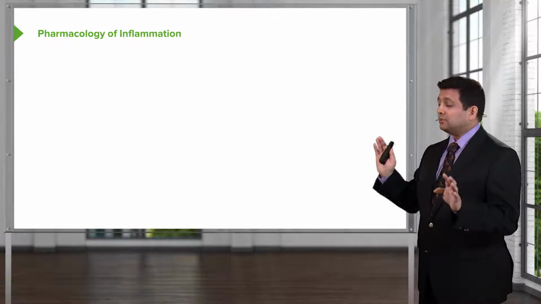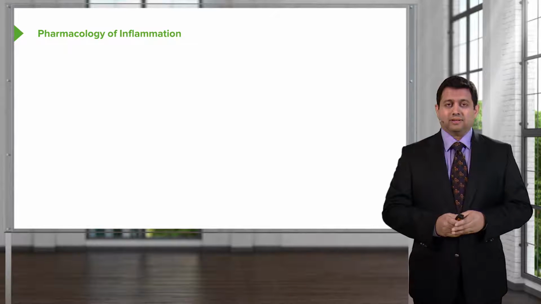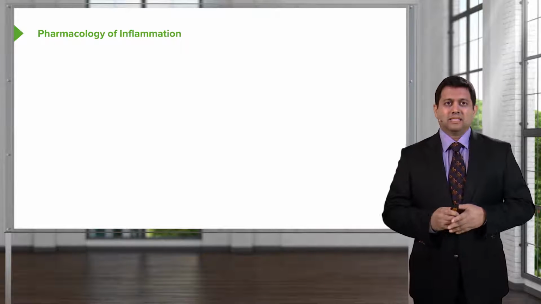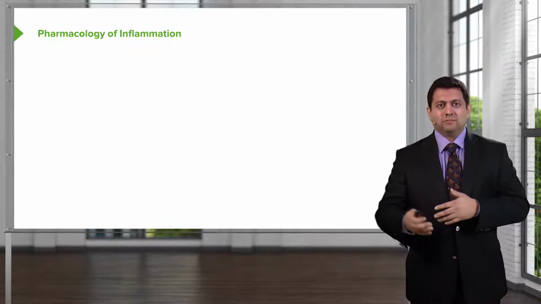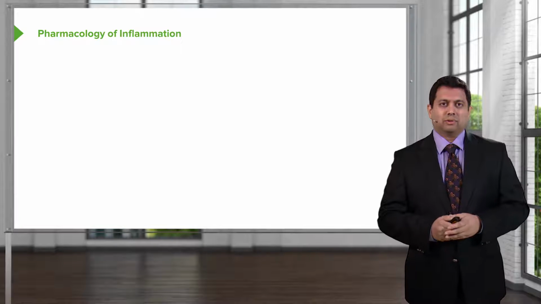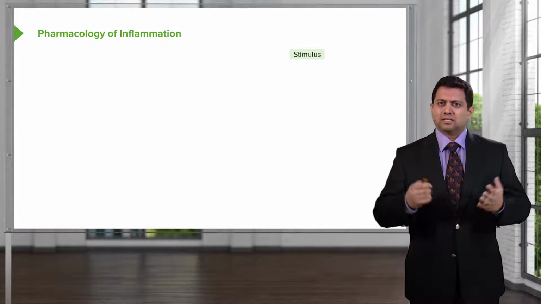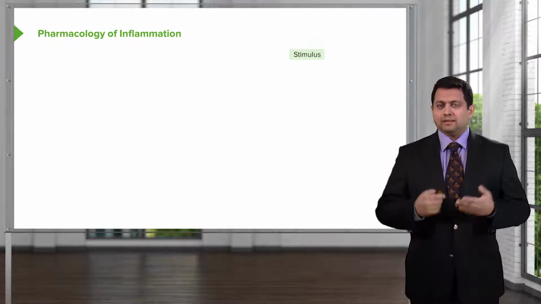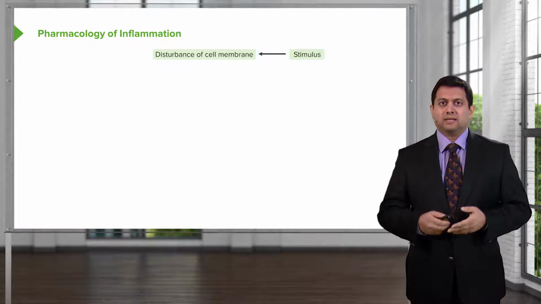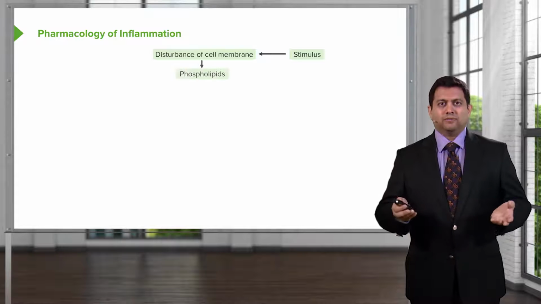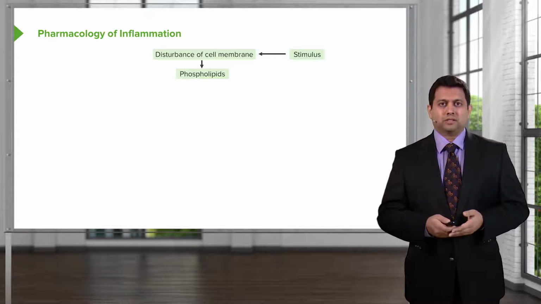Okay guys, we're going to do a really complicated graphic. It's going to take us about 5 minutes, but what I'm going to do in the next 5 minutes is summarize an entire 3-month course in inflammation. So let's start with a stimulus. This stimulus affects the cell membrane. It disturbs it somehow. Well, your cell membrane, don't forget, is made up of a whole bunch of phospholipids.